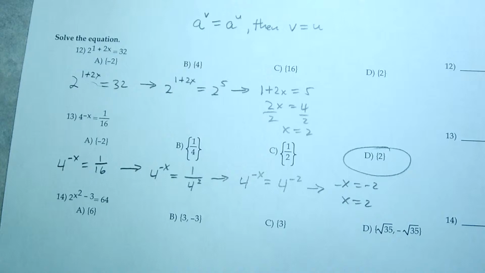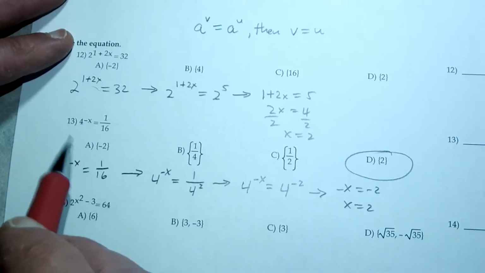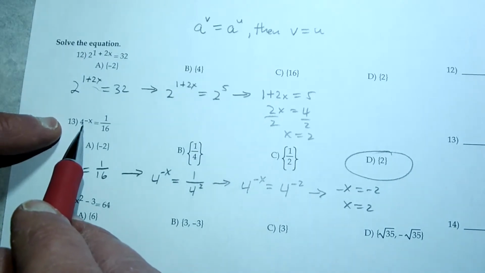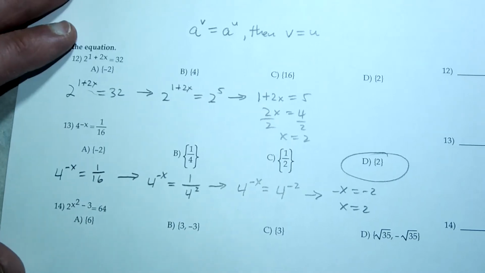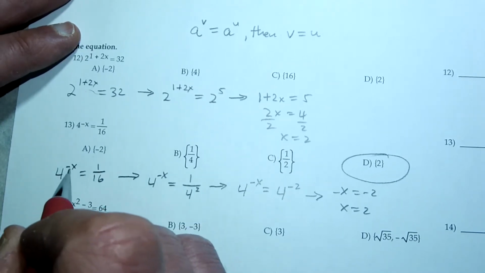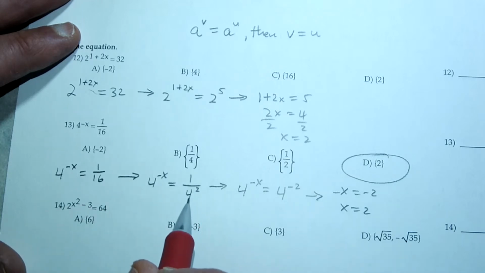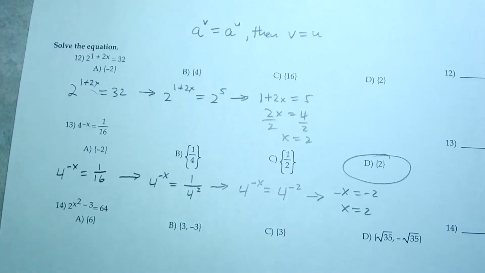And I could test it, of course. If I checked it by putting 2 in there, I would get 4 to the negative 2, which is really 1 over 4 to the 2nd, which is 1/16. Okay, last problem.